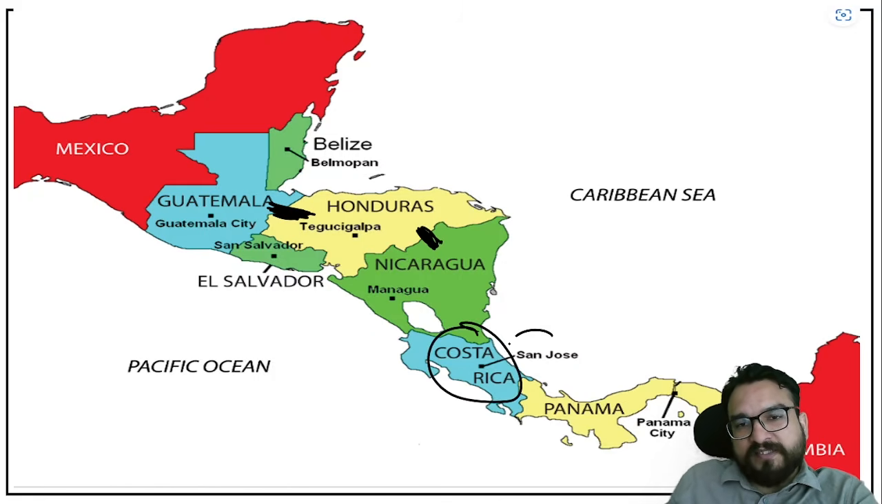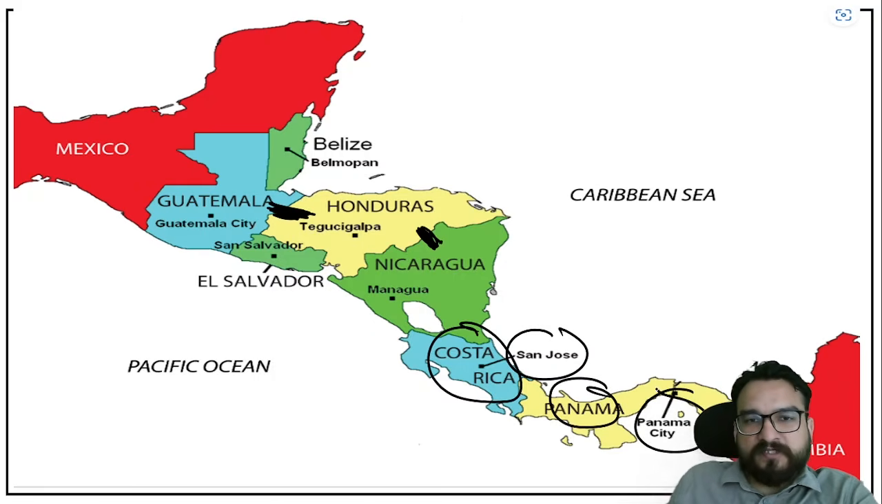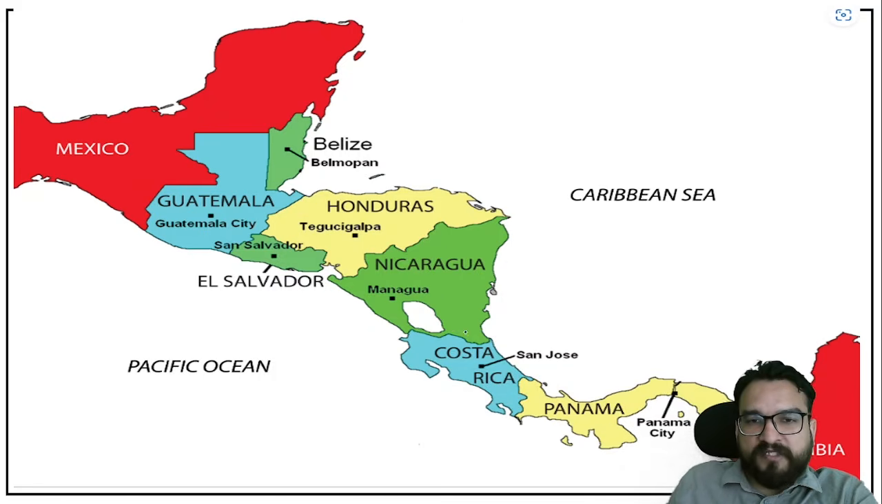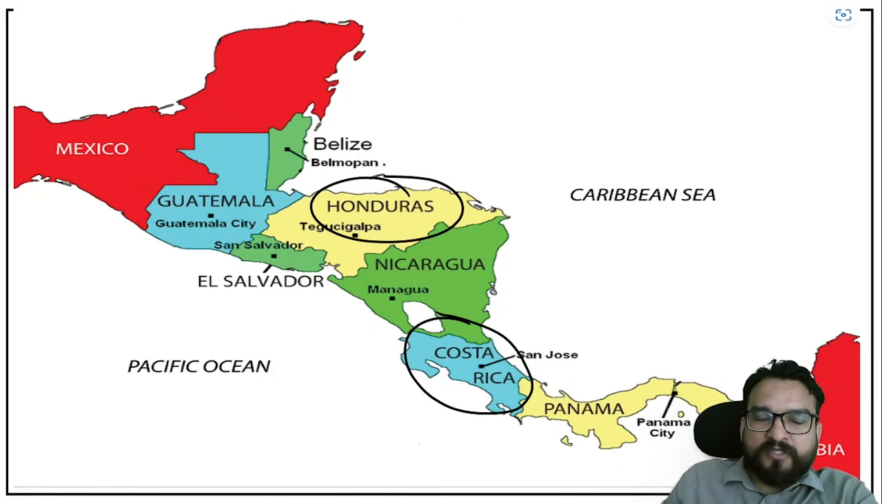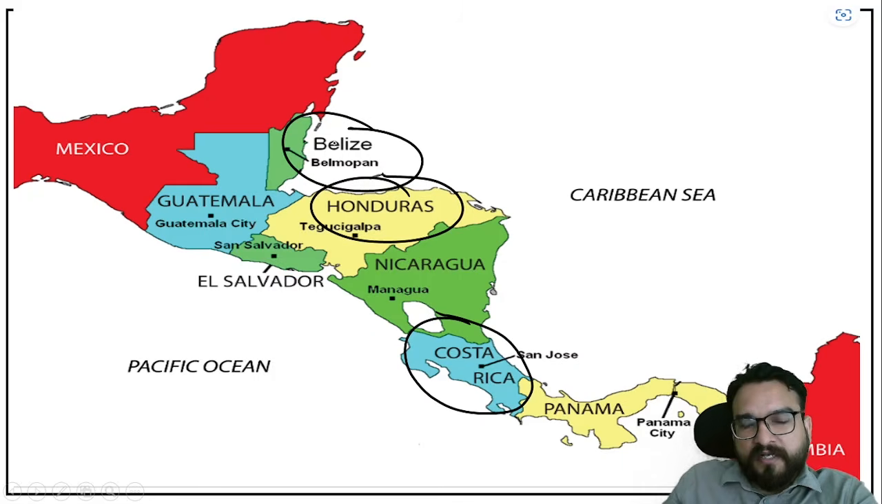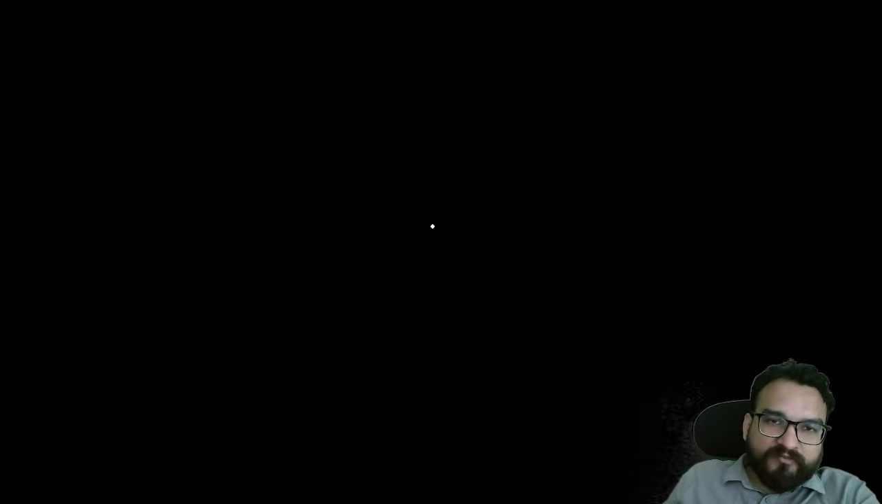Again, Costa Rica is San Jose. Panama is Panama City. Nothing difficult over here because you have to remember the capital cities of Costa Rica, Honduras and Belize only. Other capitals are easy to understand: San Salvador, Managua, Panama City, Guatemala City. Right. Now let us try to revise what we have seen, what small information we have found over here.